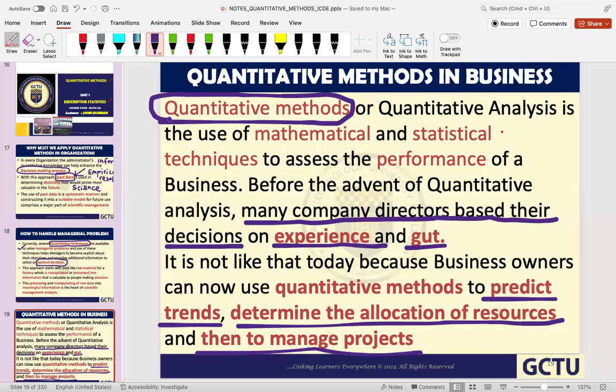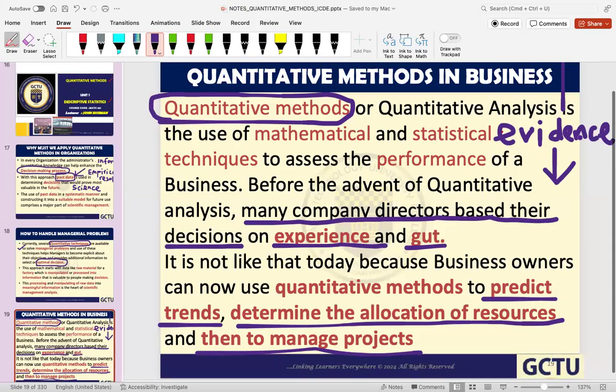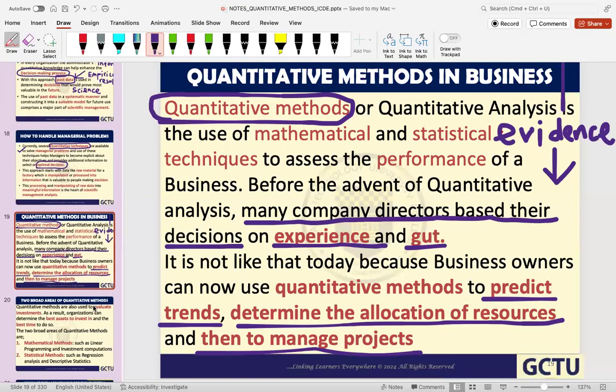apply the tools of quantitative methods, and then you can get, as I always say, the evidence. You need evidence. You should have evidence to show you which direction you should move, either downwards or upwards. There must be evidence. And you can get it from the techniques of quantitative methods.